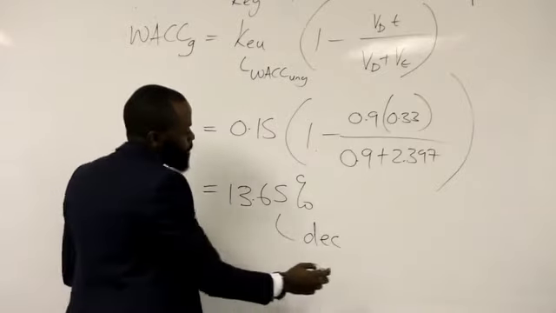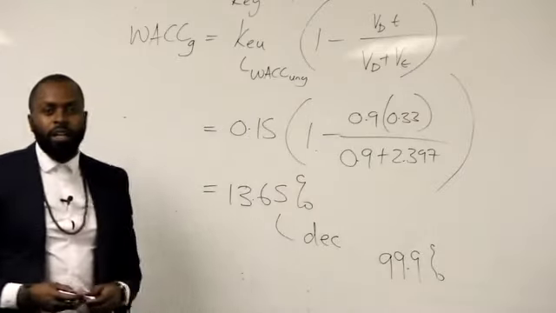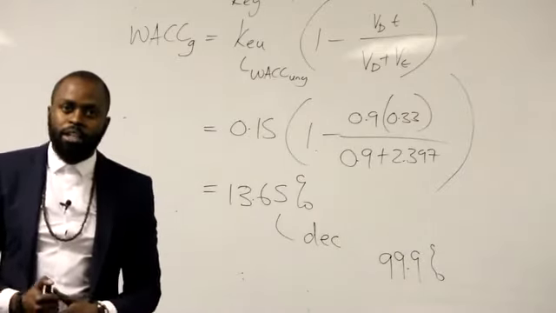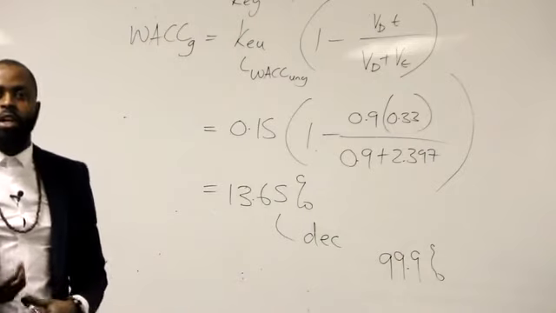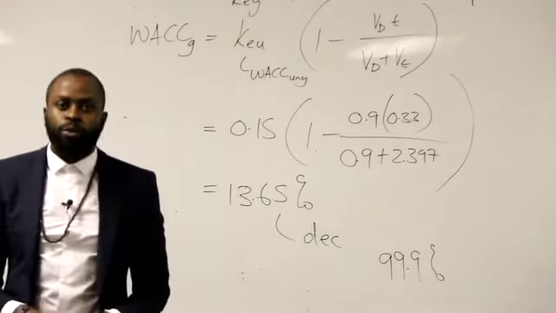And we say the optimal capital structure according to Modigliani and Miller with tax is 99.9%. That's before we consider the practical consideration or a real world scenario. So that's it on this question. Let's test your understanding.